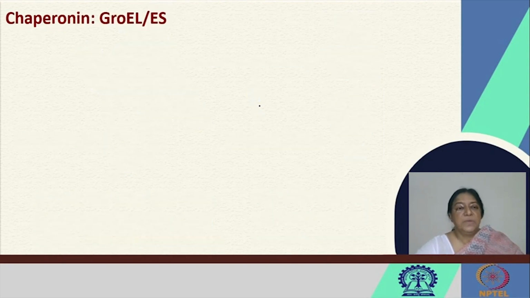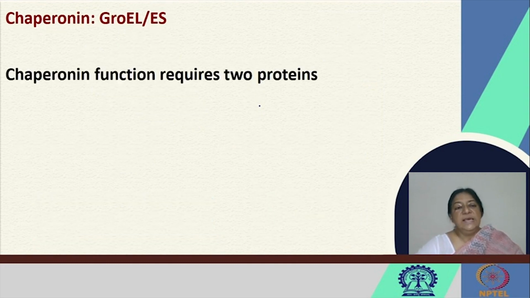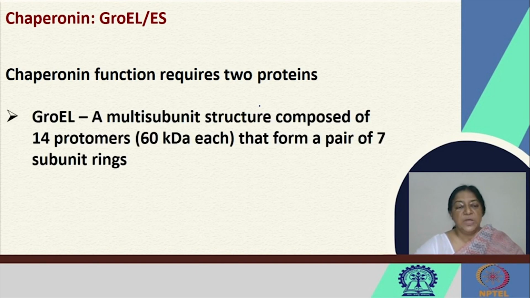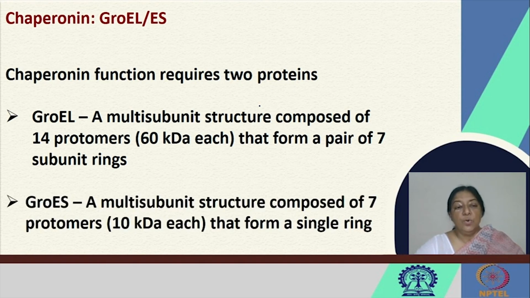the ATP. In the GroEL-GroES complex, what we see is this chaperoning function. This specific chaperone, the GroEL-GroES complex, requires two proteins. GroEL is a multi-subunit structure that is composed of 14 protomers of 60 kilodalton each that form a pair of 7 subunit rings. And GroES is another multi-subunit structure that is composed of 7 protomers of 10 kDa, much smaller than the GroEL one, that form a single ring.